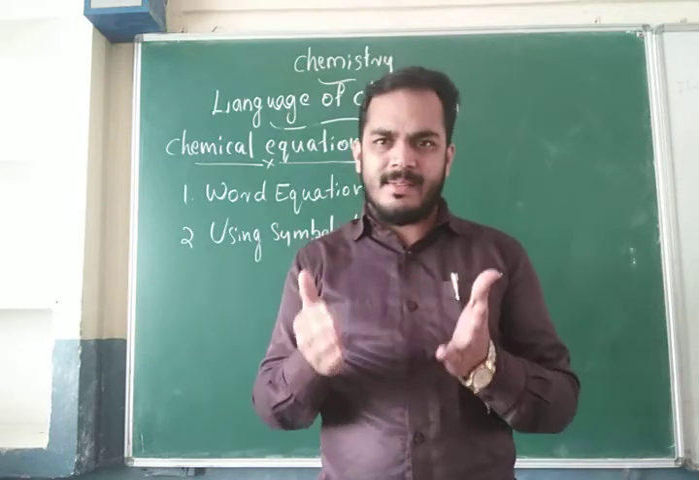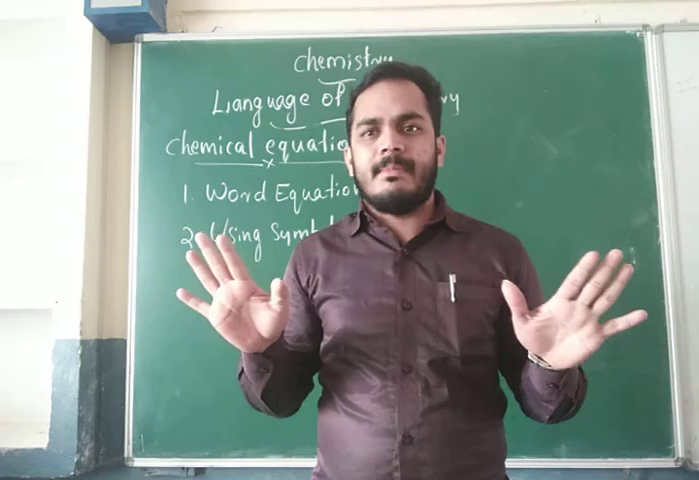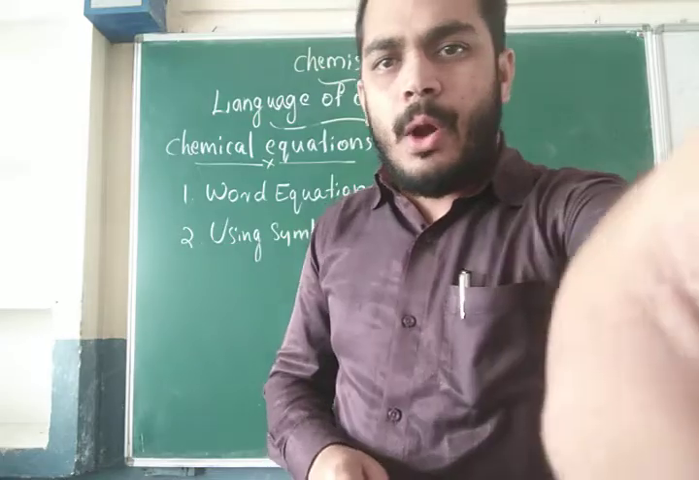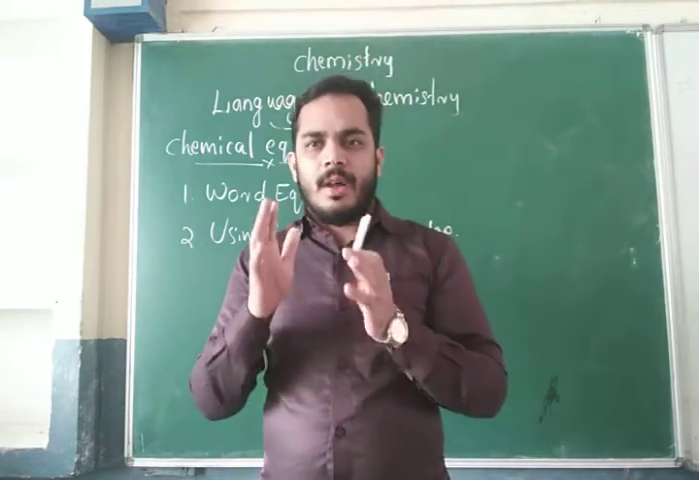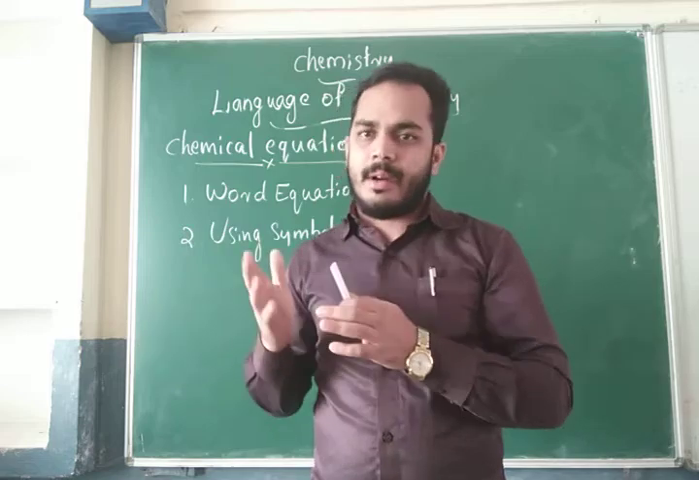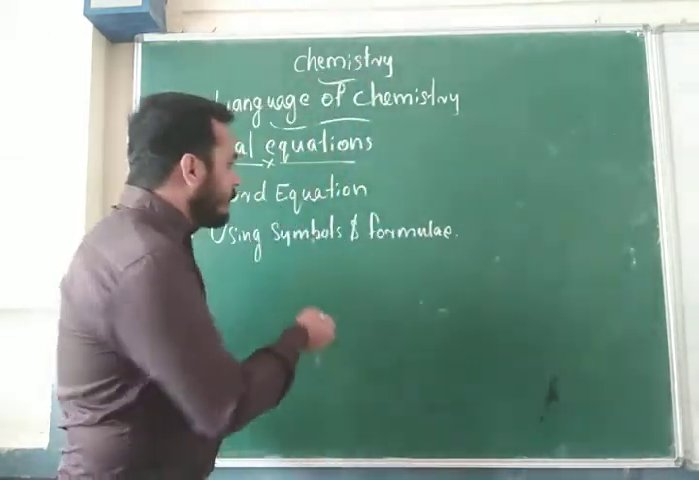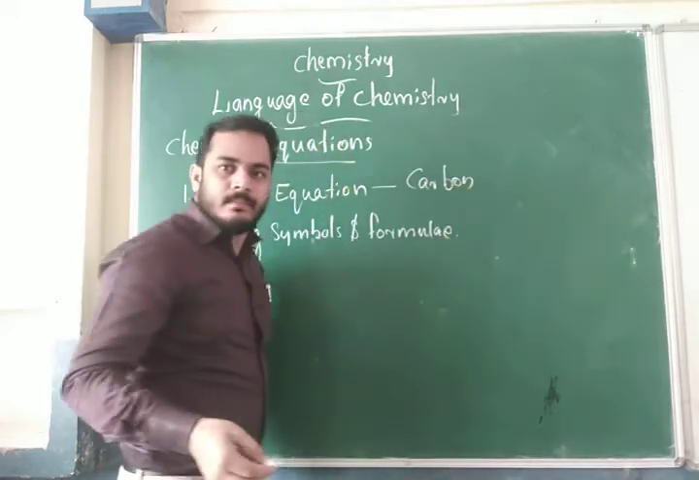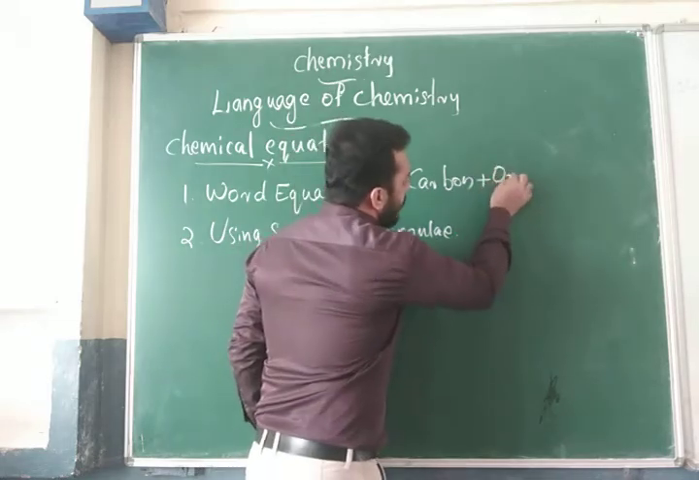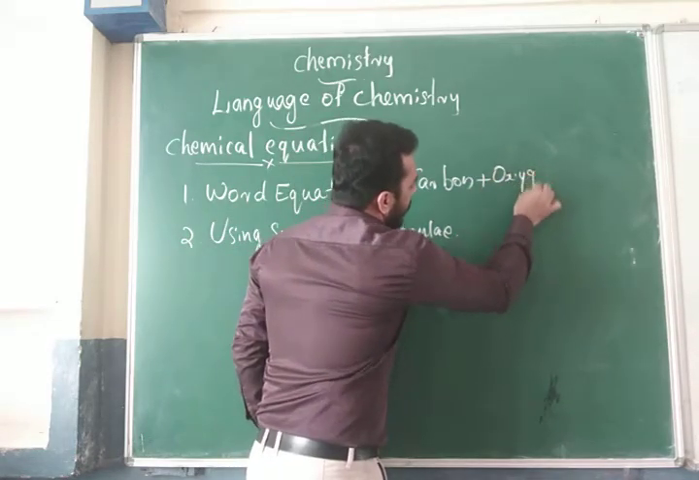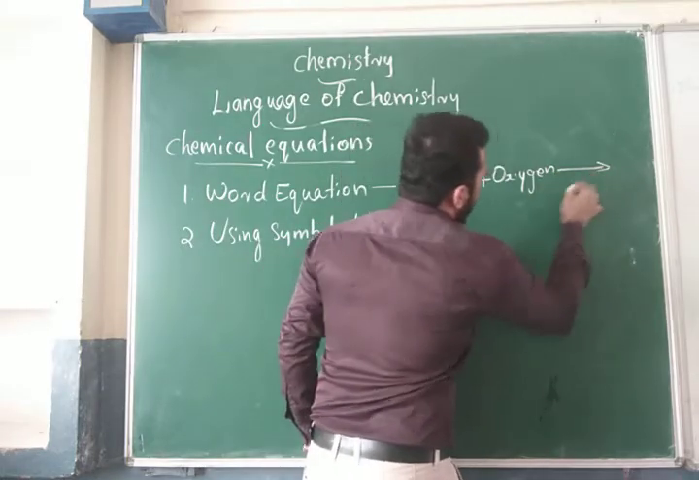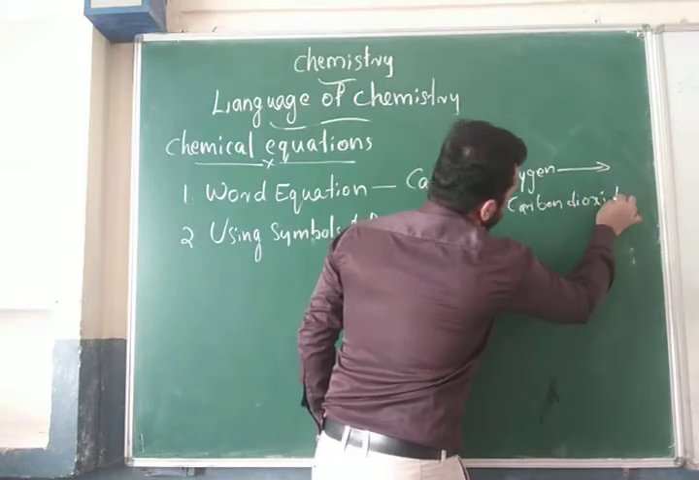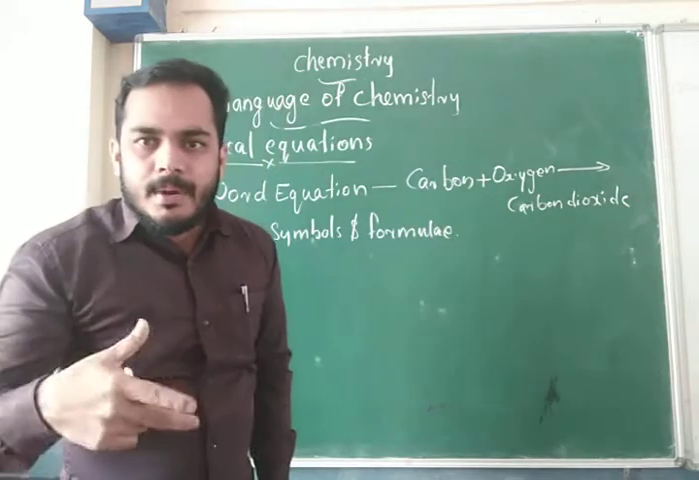What is meant by a word equation? It's very simple. We are not using symbols, only using words. For example, we want to write carbon and oxygen, and the product name is carbon dioxide. Carbon reacts with oxygen to form carbon dioxide.